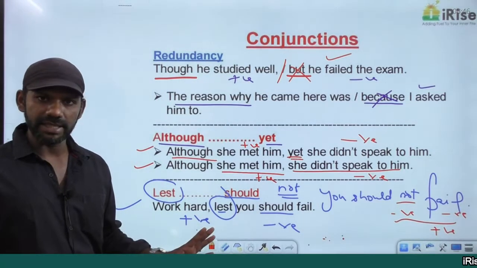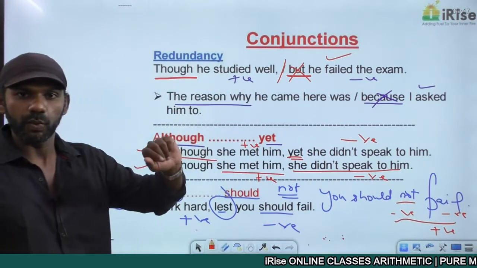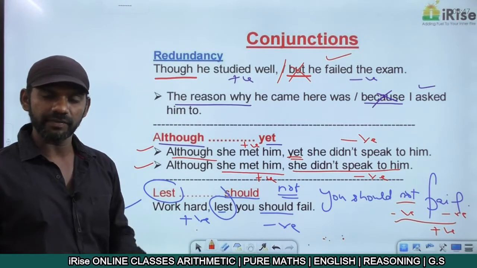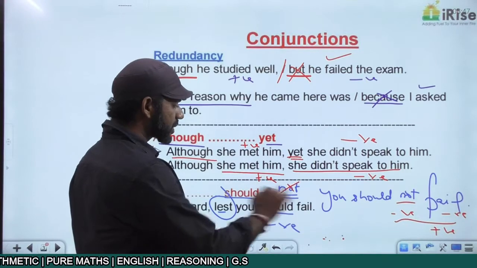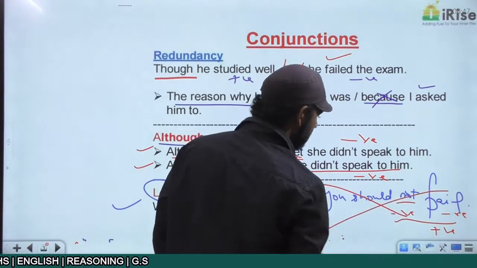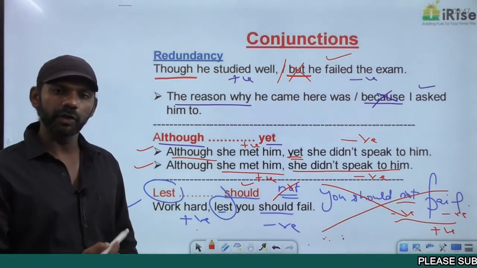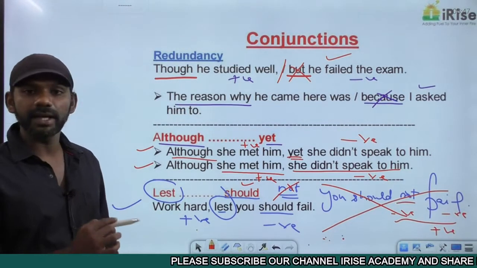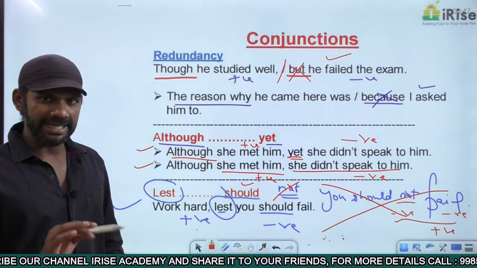Lest is a contrast indicator. Can a contrast indicator connect two positive ideas? No. A contrast indicator must always connect one positive idea and one negative idea. That means lest cannot be followed by should not. Lest will be followed by should. This is a rule. This is a rule regarding the usage of the contrast indicator lest. Getting it?